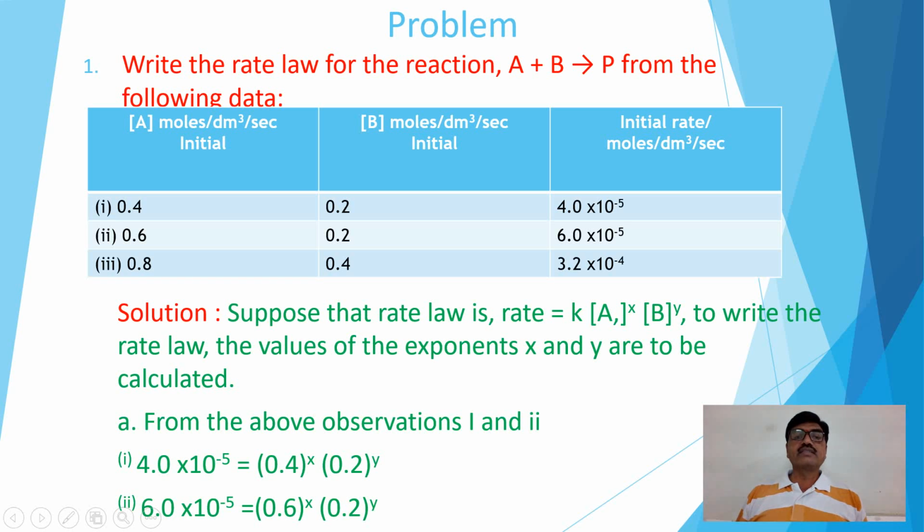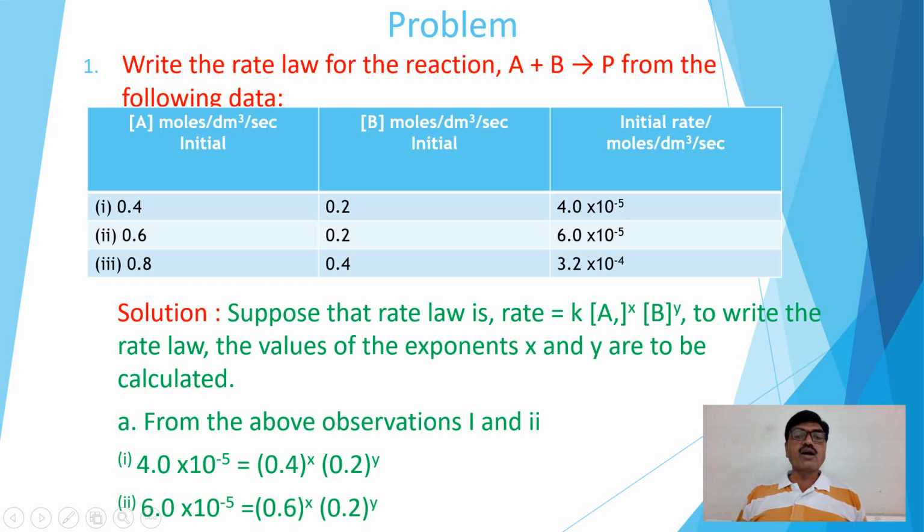Suppose that the rate law is rate equal to K, molar concentration of A raised to power X, into molar concentration of B raised to power Y. To write the rate law, the values of the exponents X and Y are to be calculated. So I have to calculate the values of X and Y in order to write the rate law. So how can this be done?